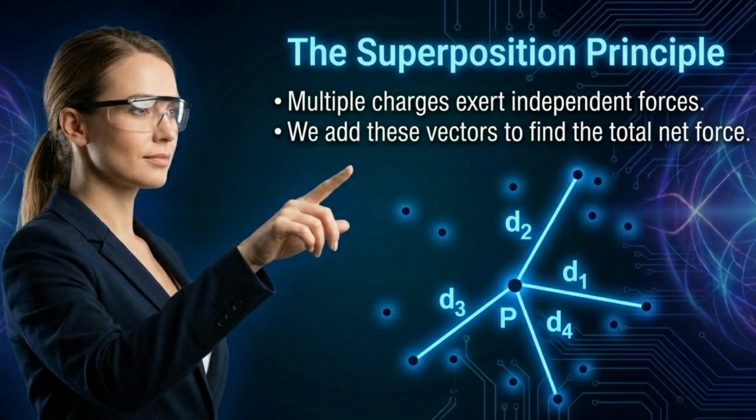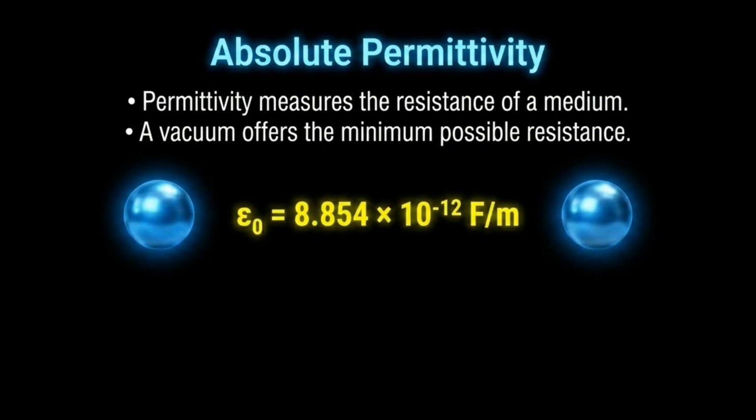The superposition principle states that multiple charges exert independent forces. We add these forces as vectors to find the total net force on a charge. Absolute permittivity measures a medium's resistance to an electric field. A vacuum offers the minimum possible resistance, with a specific value denoted by epsilon naught.